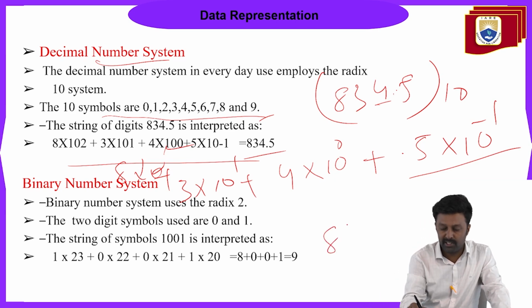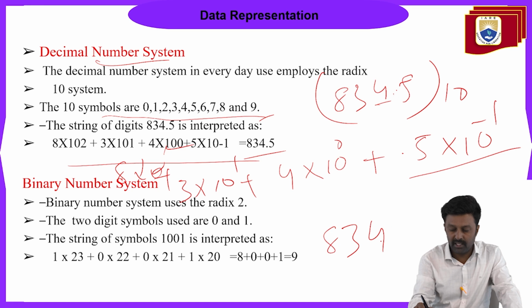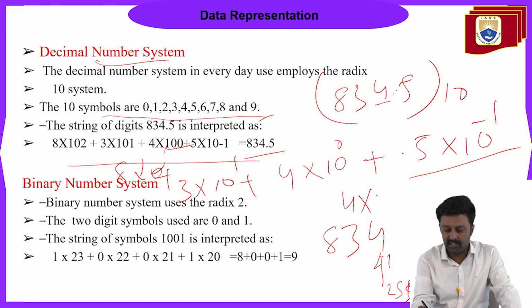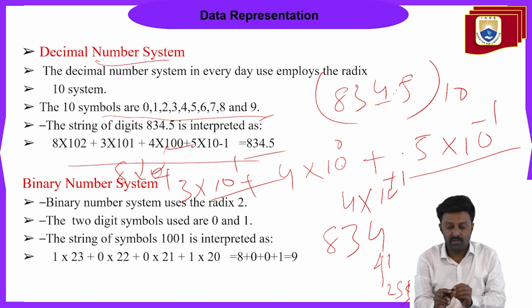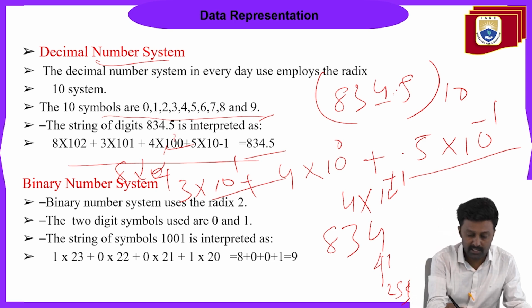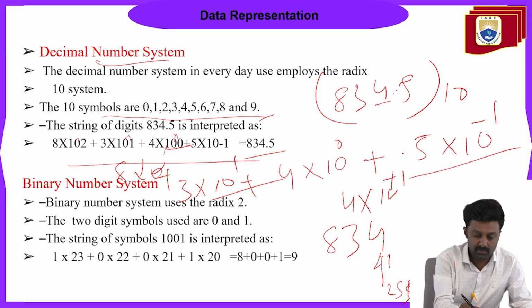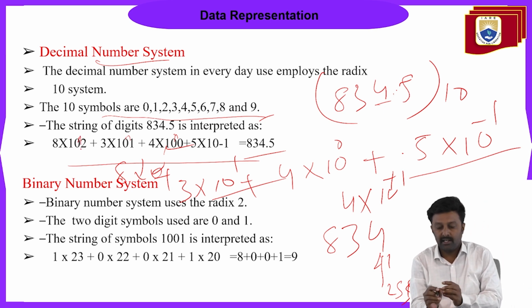And if it is a normal number, 834, then we start with the LSB, that is the least significant digit, and take that number. So the number representation starts from here, that is 4 into 10 to the power of 0, then 10 to the power of 1, 10 to the power of 2. We multiply these numbers and get the value. So this is 10 to the power of 0, this is 10 to the power of 1, this is 10 to the power of 2. So this is the decimal number system.